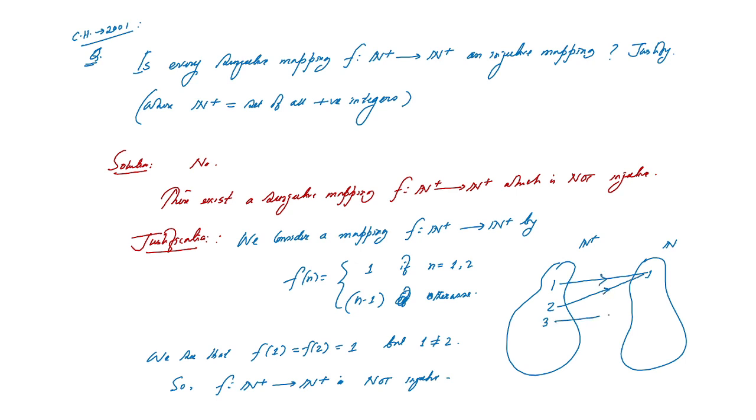But 3 goes to 3 minus 1, so that means 2. 4 goes to 4 minus 1, 3. 5 goes to 5 minus 1, 4. So just continue this process, you will see this map is surjective easily. Okay. So how will we prove it's surjective? So our claim is that the map from N plus to N plus is surjective.